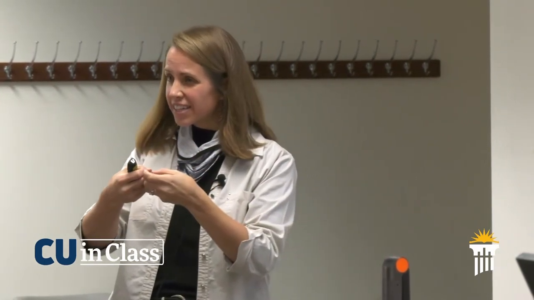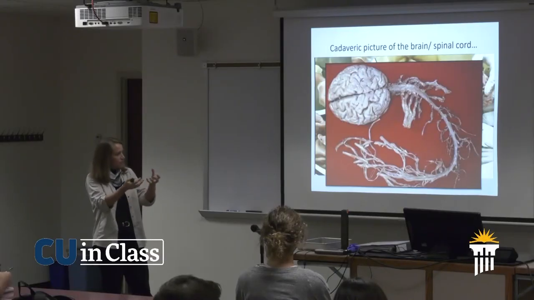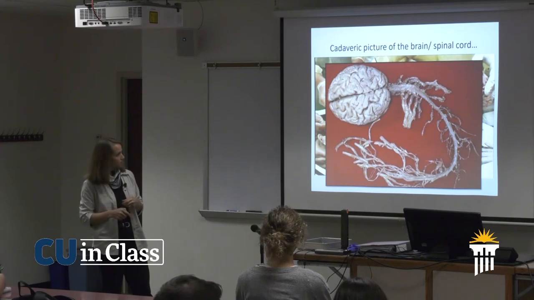Notice here, because this comes back later in the lecture, the nerves coming off in a braided fashion. Those braided formations are called plexuses. So we'll have the cervical plexus and a brachial plexus, a lumbar and a sacral plexus. It's just that braiding of the nerves as the nerves are coming off the spinal cord.